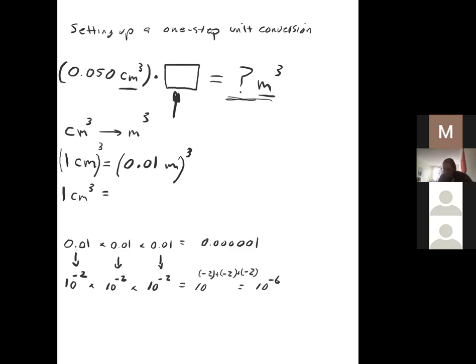Okay? So you can remind yourself things like this. 1 is equal to 10 to the 0. 0.1 is 10 to the minus 1. 0.01 is 10 to the minus 2, and so forth and so on. Okay? So now we have a number here. So this 0.01 cubed would be 10 to the minus 6, and then you cube the unit. Okay, so there's our conversion factor.